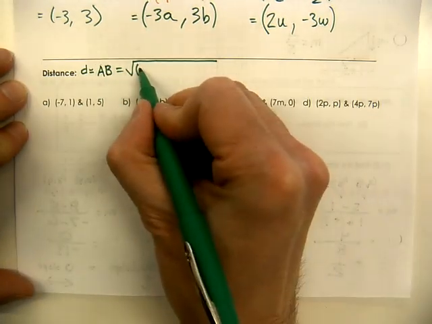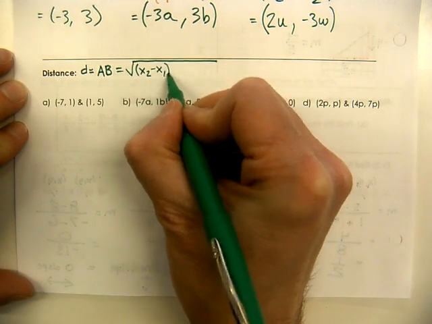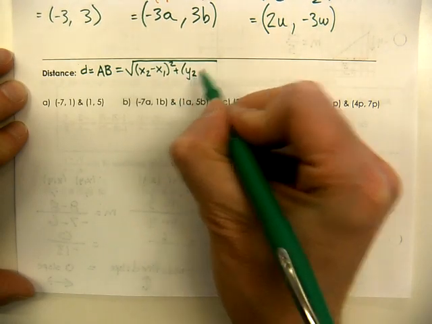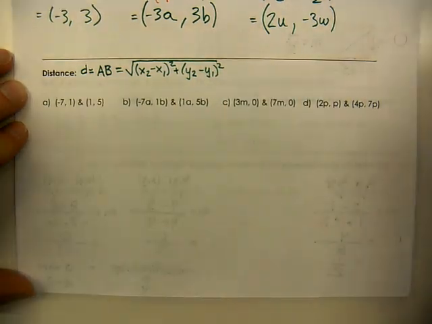So it's the square root of, now we're back to subtracting, x sub 2 minus x sub 1 quantity squared. And then we'll add to that. Now we'll subtract the y coordinates, so y sub 2 minus y sub 1 quantity squared.